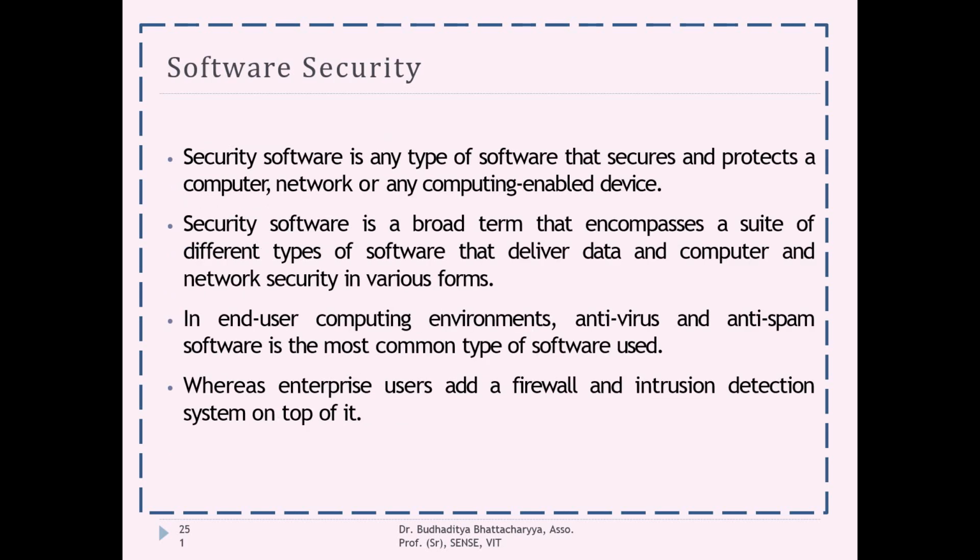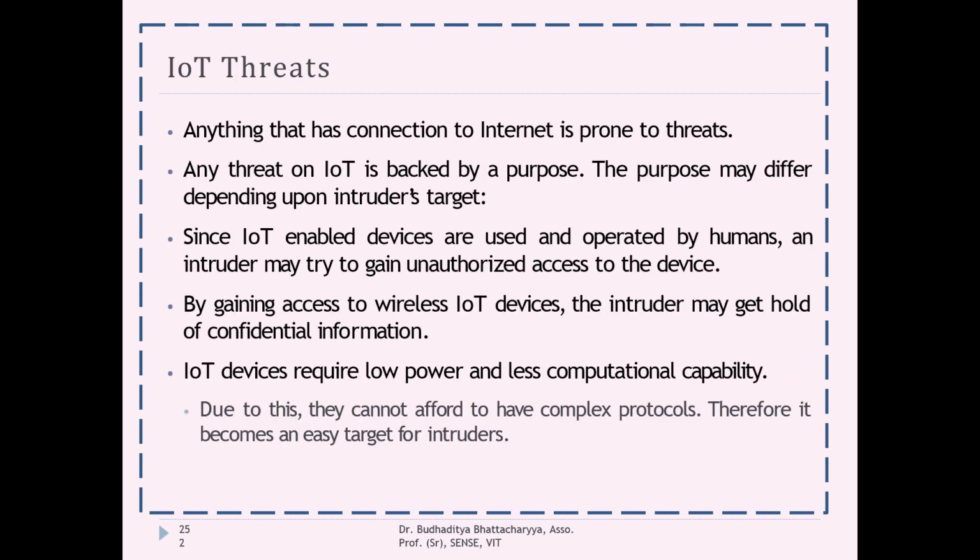Okay. Now we come to software security again. Software security is any type of software that secures and protects a computer network and all. Very similar to antivirus. You can see the end user computing environment, antivirus and anti-spam software is the most commonly used. So that's basically for the web security part. As we all know, we are very familiar with it. So please make a note of it.